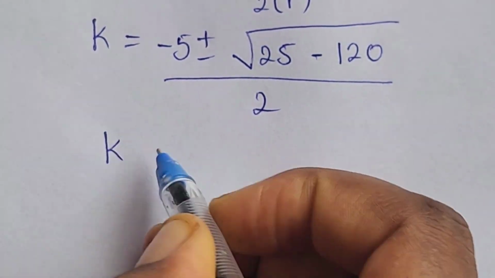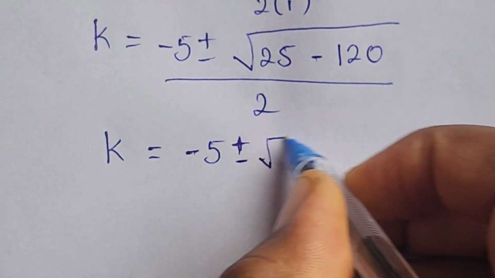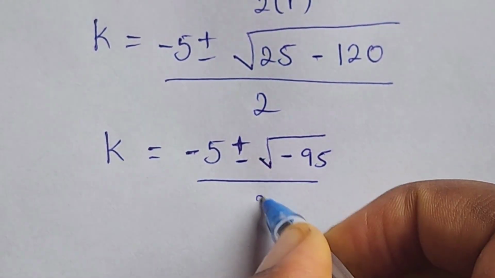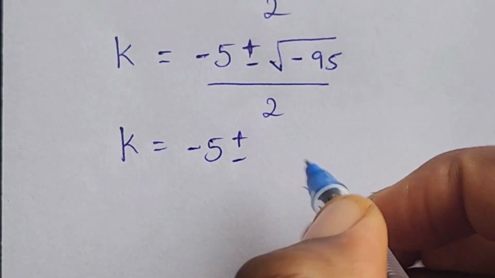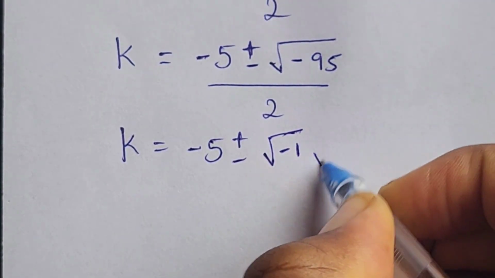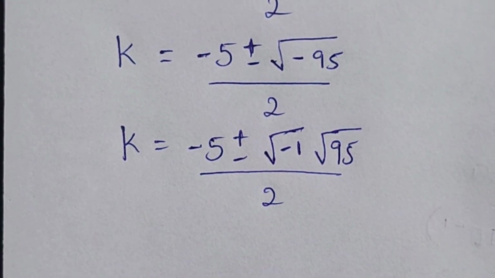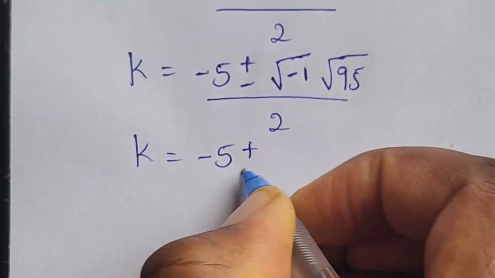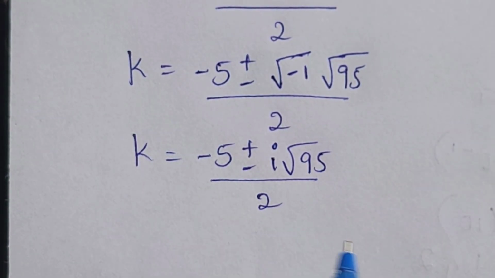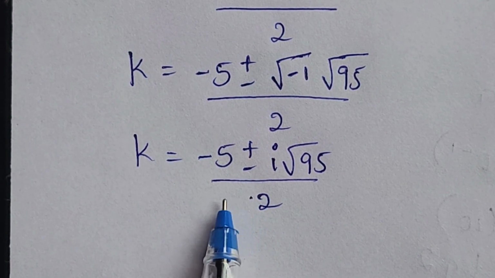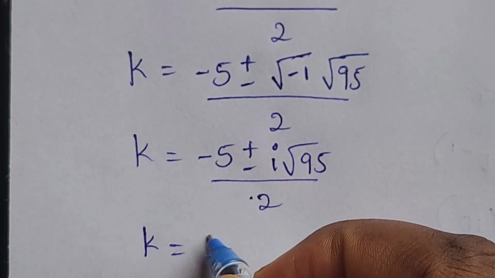So our k is equal to minus 5 plus or minus the square root of minus 95, all over 2. So our k is equal to minus 5 plus or minus root minus 1 times root 95. Our k is equal to minus 5 plus or minus i root 95 over 2. So the two other values of k are complex numbers. So we work with k equal to 6.